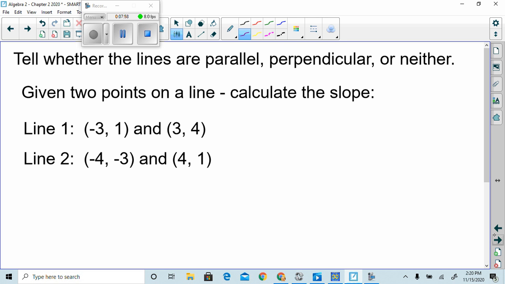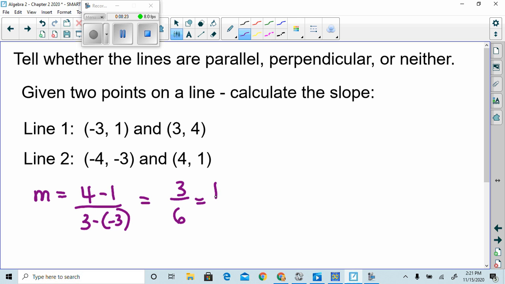Given 2 points on the line, we have to calculate slope. So now they're making us work. All right, so let's take this first line, line 1. M is equal to... Now we just spent a whole section on this, so we should be okay with finding the slope. In line 1, I'm going to have 3, and then I add the opposite, and I'll get a slope of 1/2. So in the first one, m is equal to 1/2.